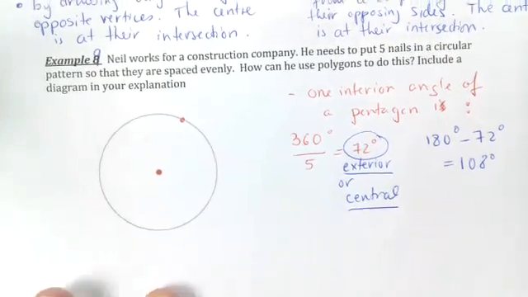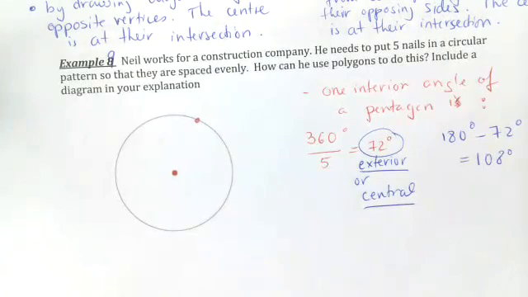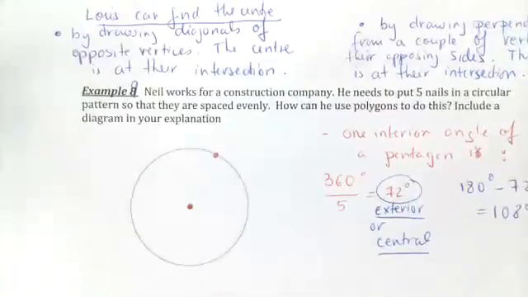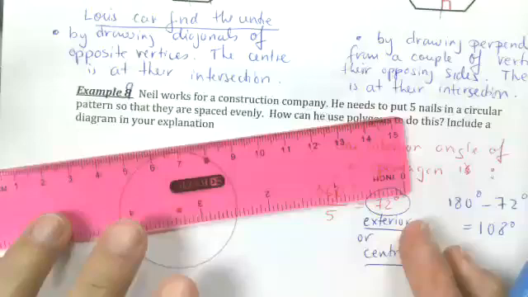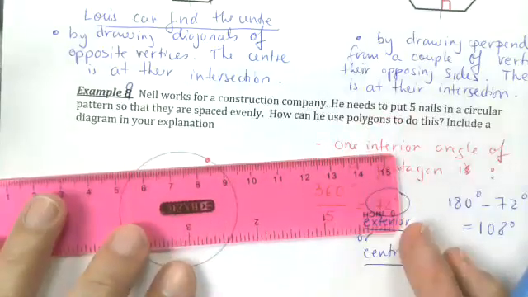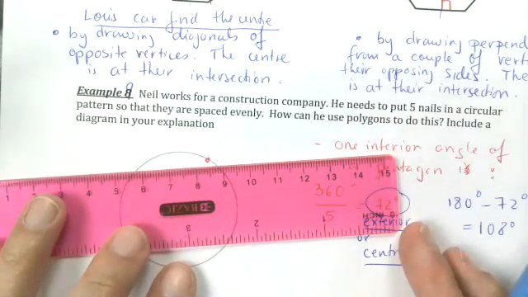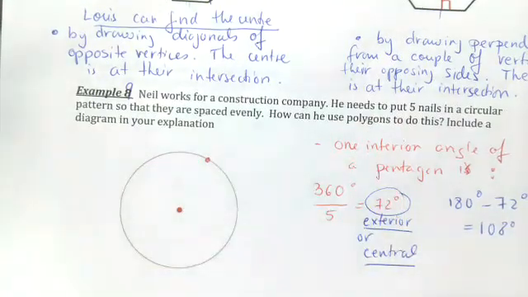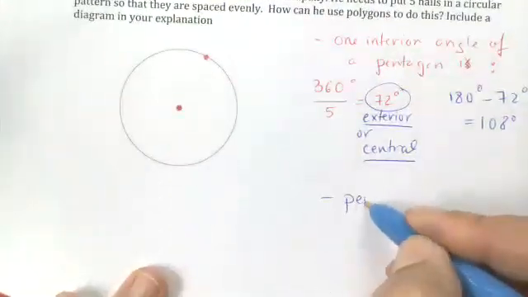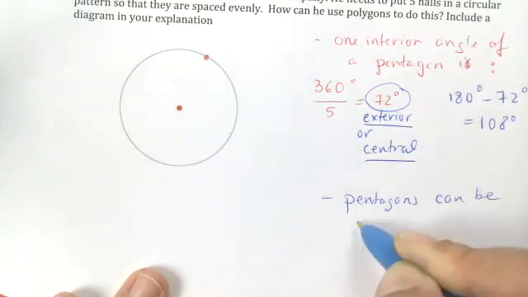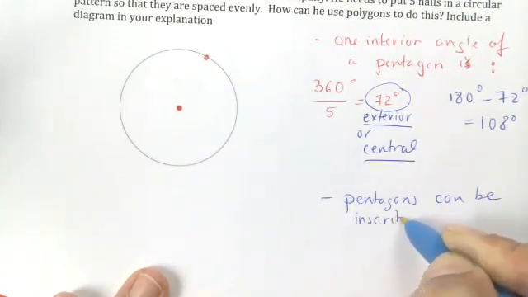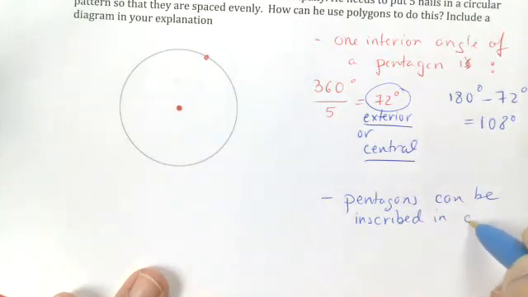Okay, so the property of pentagons that helps us with this project is knowing the interior angle of a pentagon and knowing that pentagons can be inscribed in a circle, right? So we can also write that down: pentagons can be inscribed in a circle.